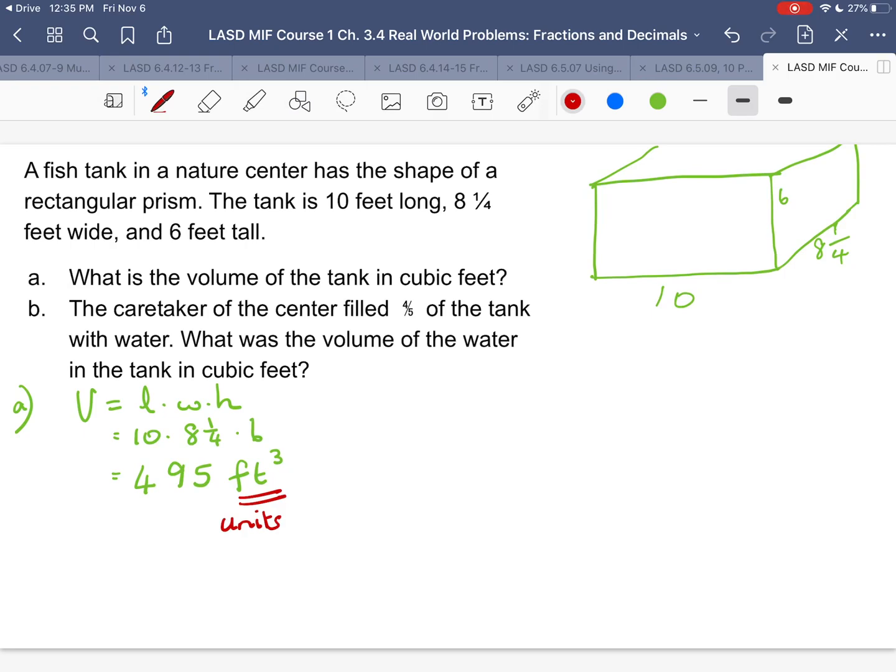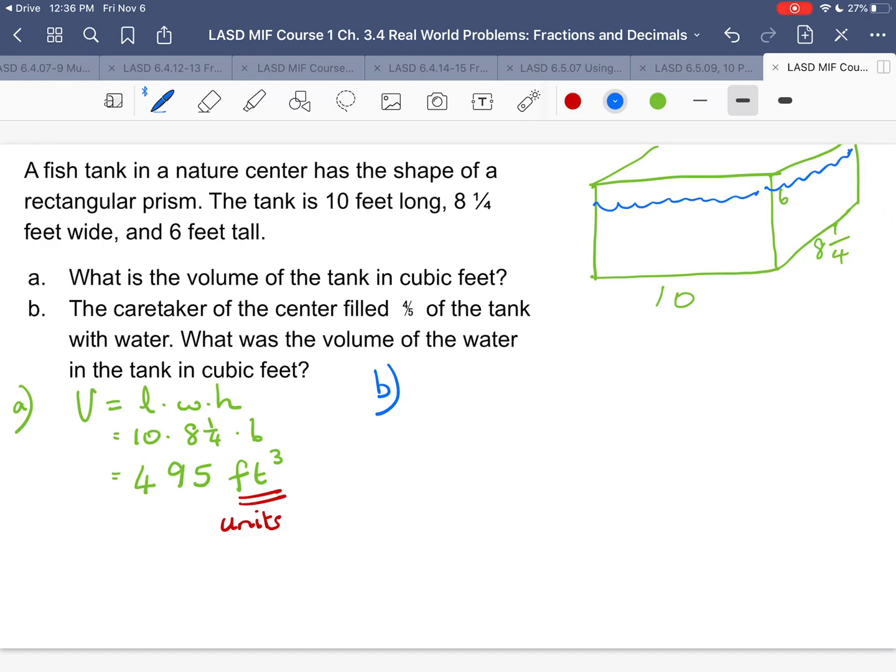Then the second question, question B, the caretaker fills the tank 4/5 of the way. What's the volume of the tank now? So I'm going to go back to my model and go about up to here. And so the height of the water is going to be less, and the volume in the tank is going to be less, because it's only filled 4/5 of the way.